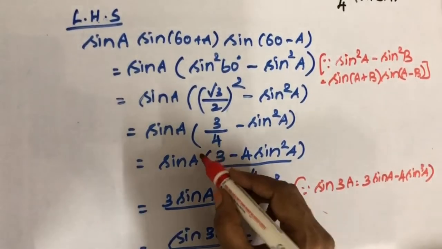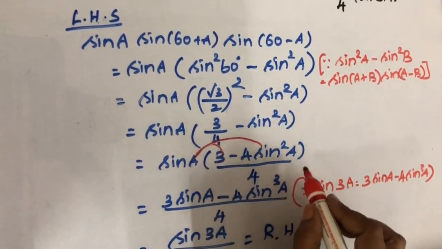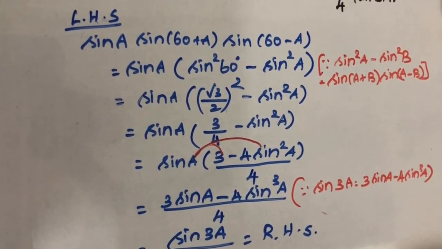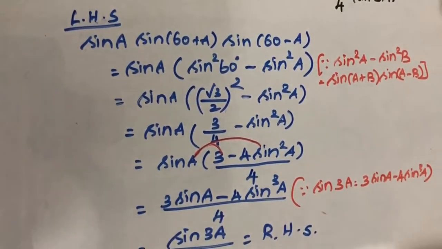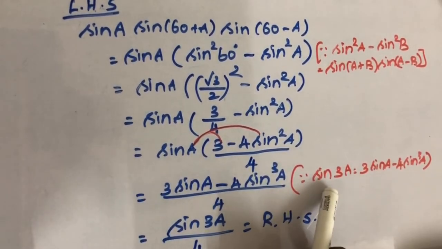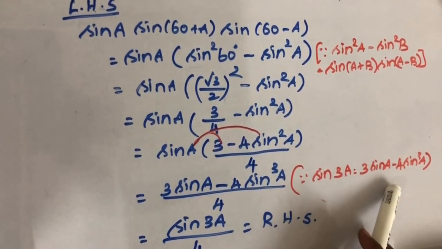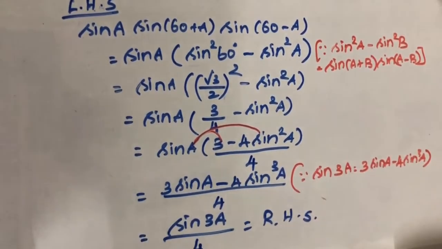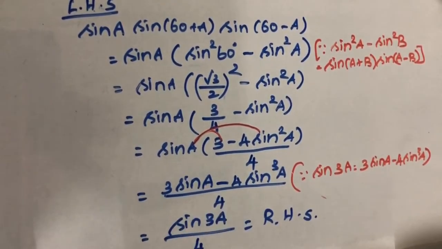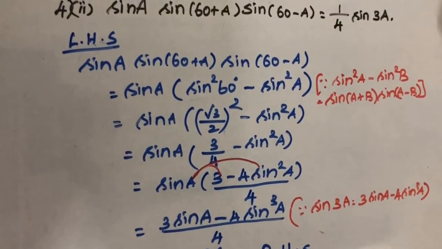So, it is 3 sin A and 4 minus 4 sin cube A. Already sin square is here. When multiplied with sin A, it will become 4 sin cube A. So, 3 sin A minus 4 sin cube A. You remember this formula? Sin 3A is equal to 3 sin A minus 4 sin cube A. So, I can write this as sin 3A divided by 4, and that is our RHS. That's what we have to prove.